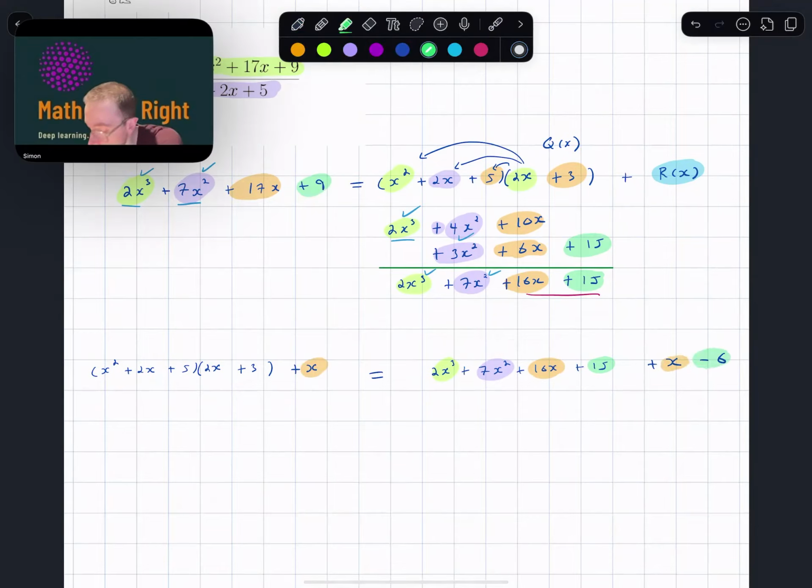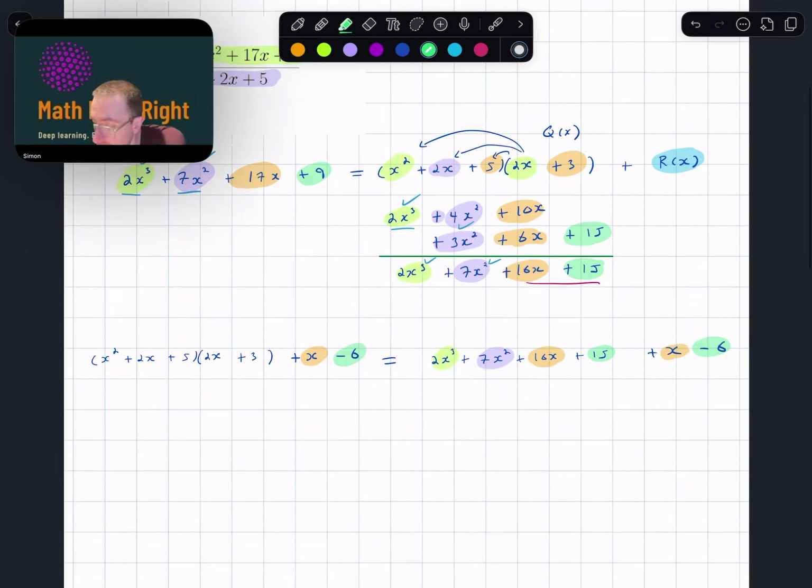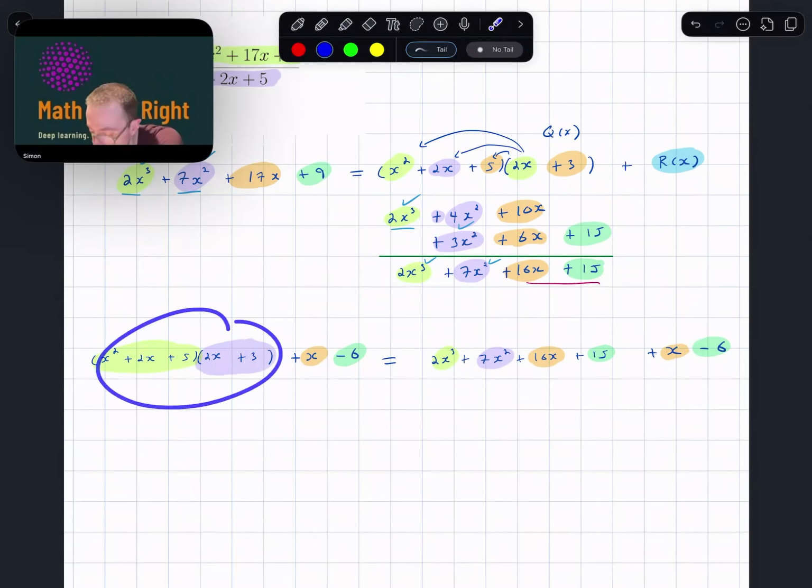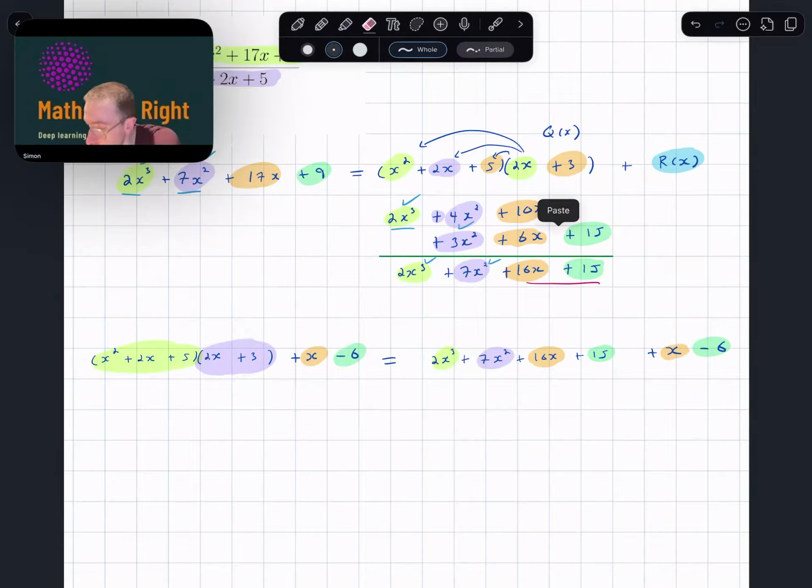So our remainder, and this is the first linear remainder that I think we've seen, which is great because, again, this is an often neglected one that people don't come across, and then you get it on a test. It's kind of a curveball. x squared plus 2x plus 5 times 2x plus 3, and then plus x minus 6 is equal to, well, 2x cubed plus 7x squared plus, we'll add the x to that 16x.